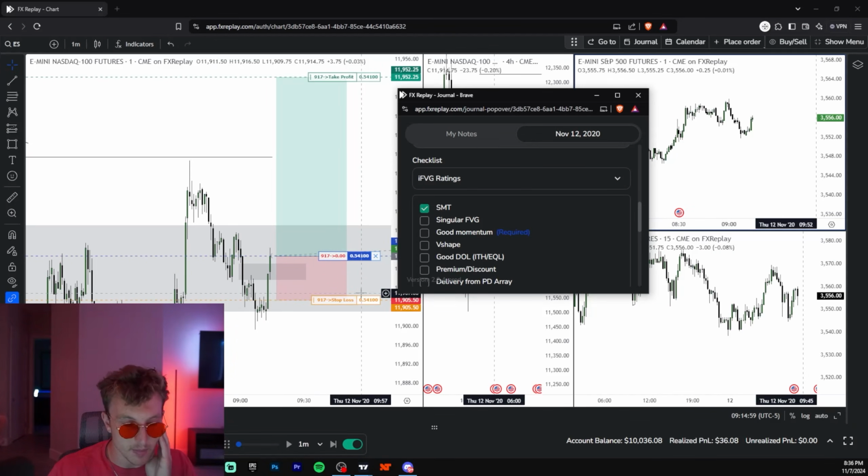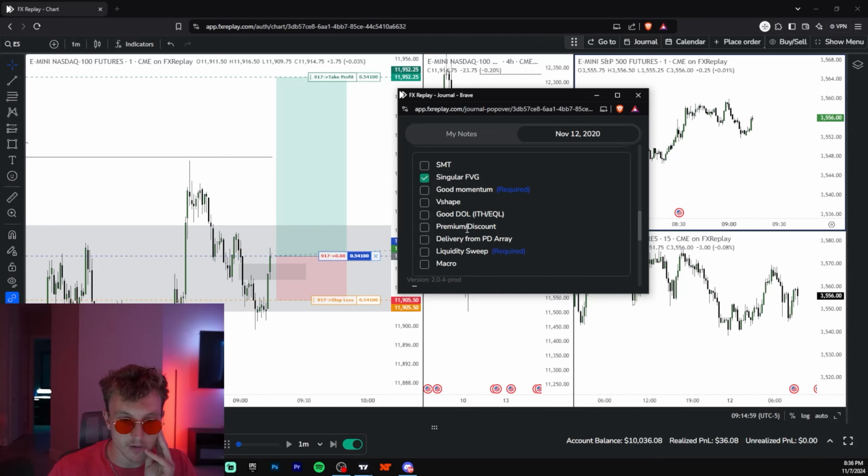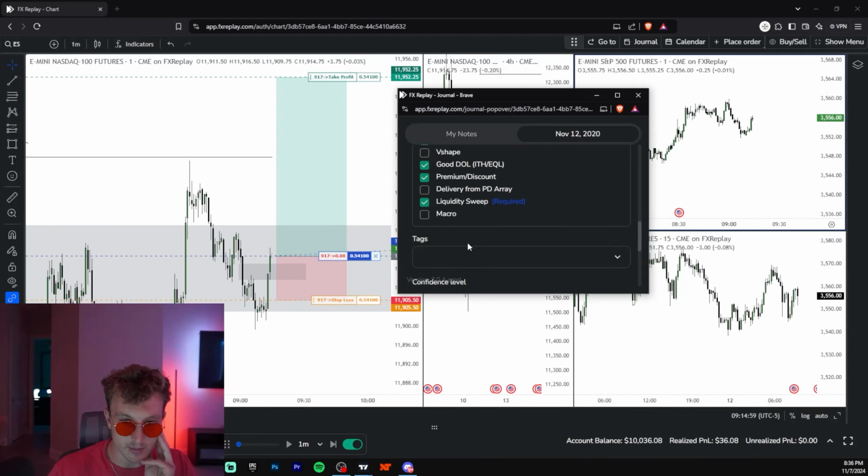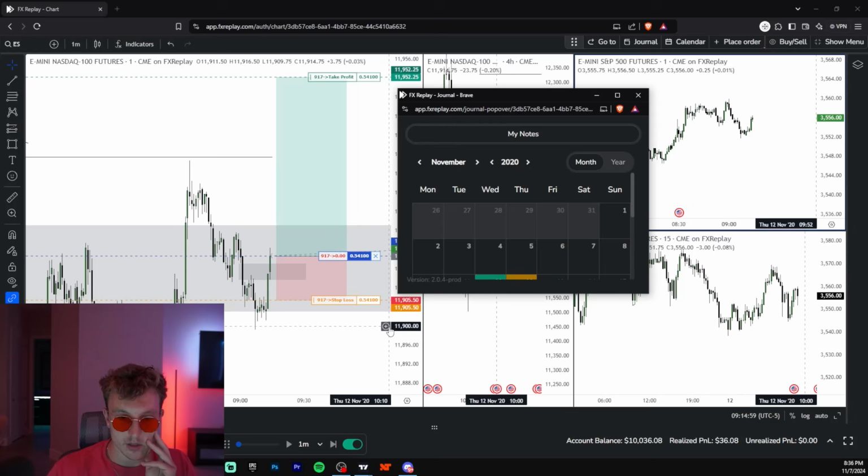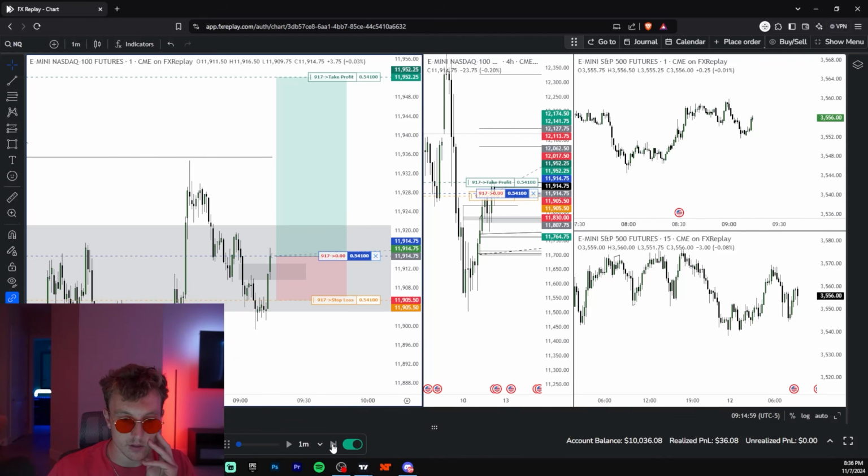So yeah, SMT at the bottom, or no SMT, singular for value gap, yes. Good momentum, yes. Not V-shape. Good draw on liquidity, yes. And I would say, yeah, good. It's in discount. No delay from PD array. And then is it during a macro? It's not during a macro time. So let's save that, and then let's enter this.